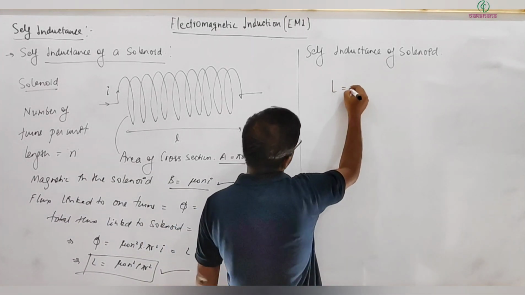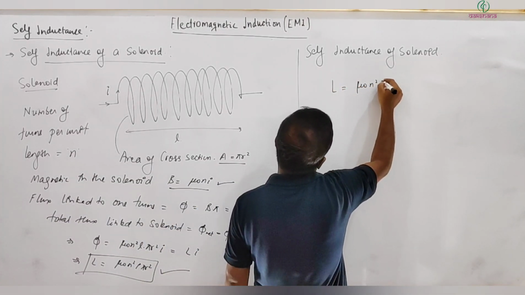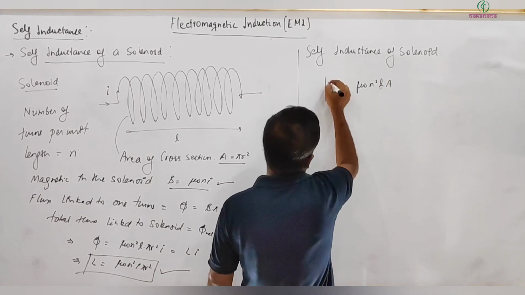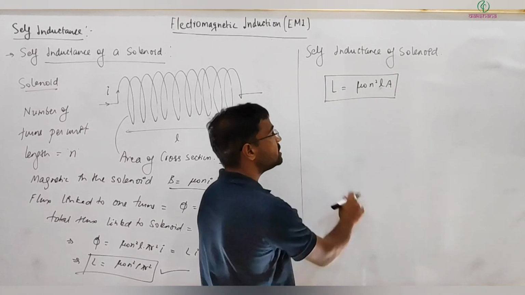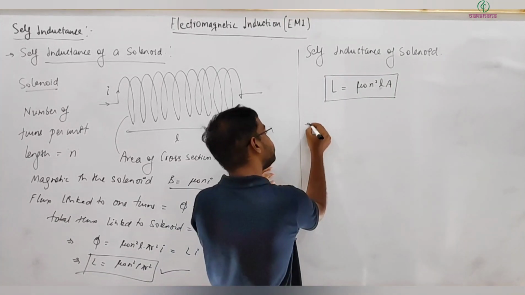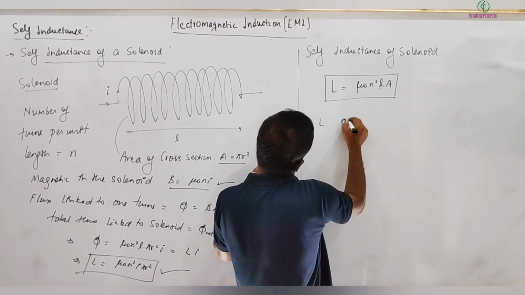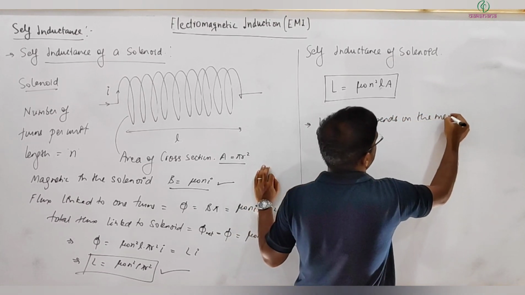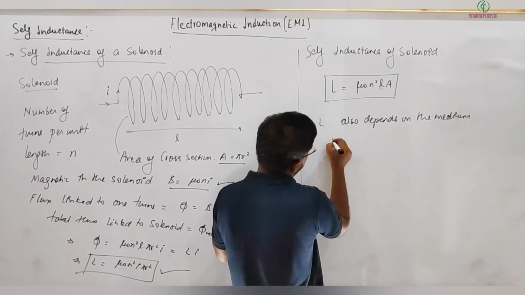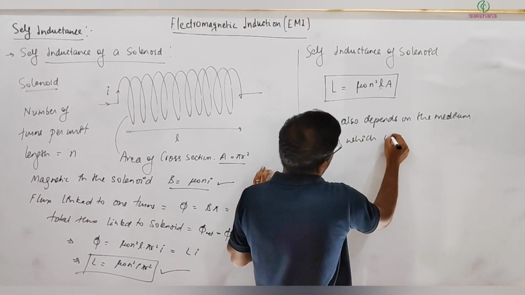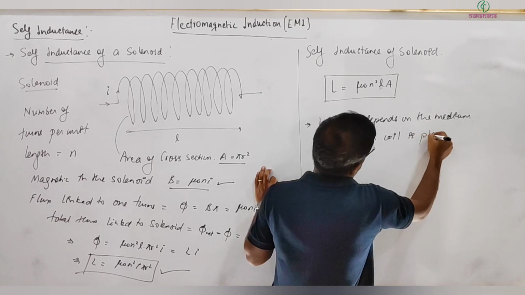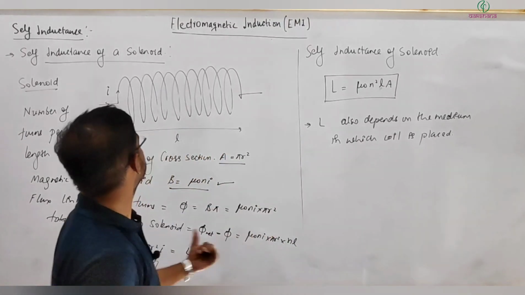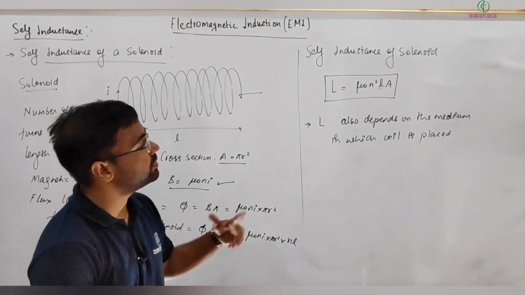So we are getting L is equal to mu naught n square into l into A, where A I can write as pi r square. And here mu naught is also there, so that's why L also depends on the medium in which the coil is placed. So L also depends on that. Right, so this is all about self-inductance. Let's continue from here onward.